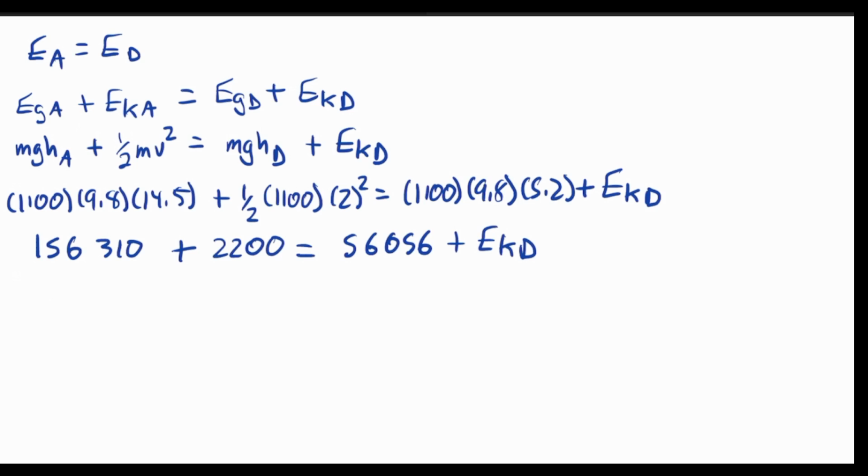I'm going to skip a step here just to save time and space, but I think we all know how to add numbers and rearrange as needed. So 56,056 minus 156,310 plus 2,200 is going to give us a value of 102,454 joules.